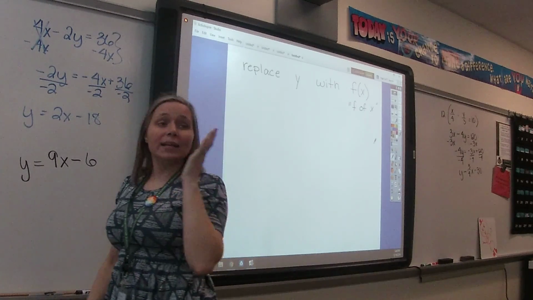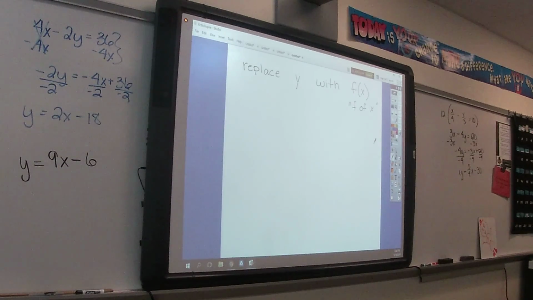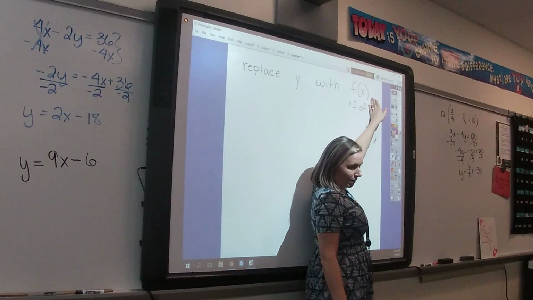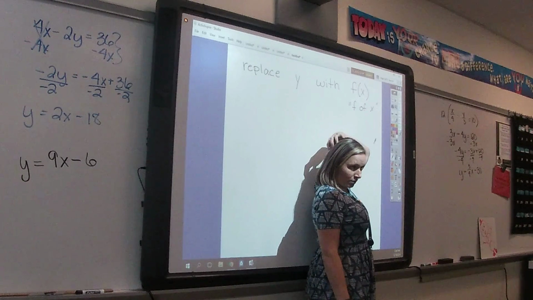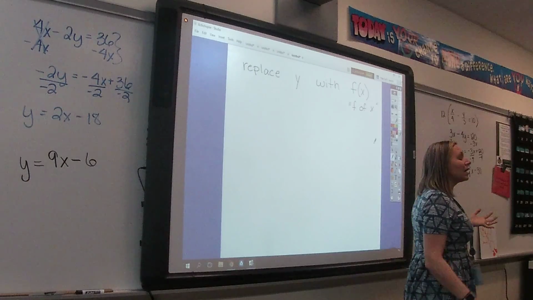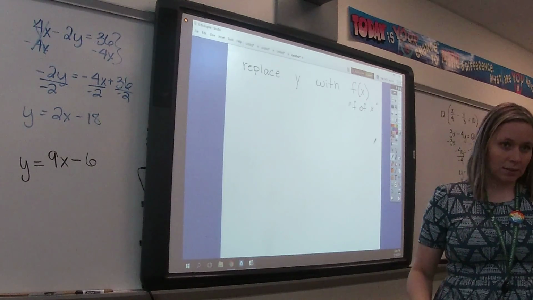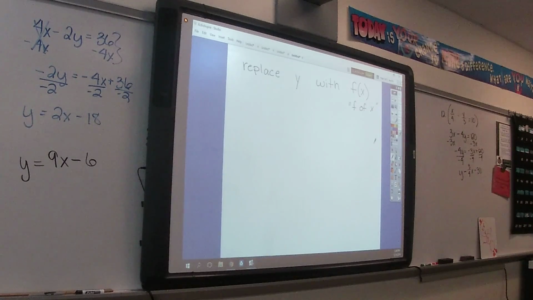Now, f and x are sort of dummy letters that we just fill in there. It doesn't have to be an f and it doesn't have to be an x, but those are generic because this is a function of x. F of x and y are the same thing. Y is the coach version. F of x, function notation, is the first class version.